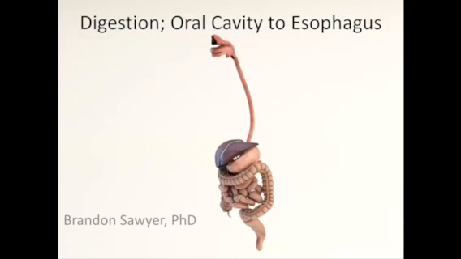This time we're starting the digestive system, so getting into the early part of the anatomy of the digestive system, as well as the function of that upper portion of the digestive system as well. So looking at the mouth all the way down to the esophagus.